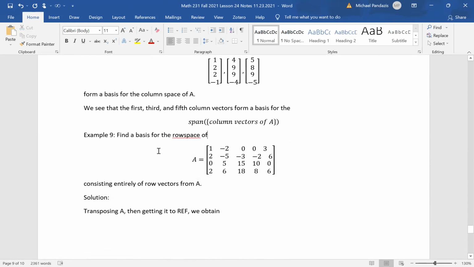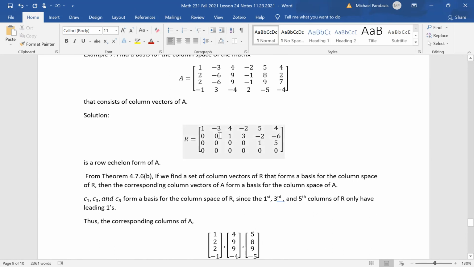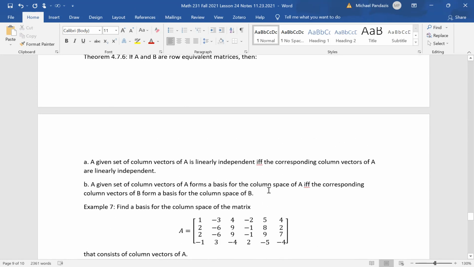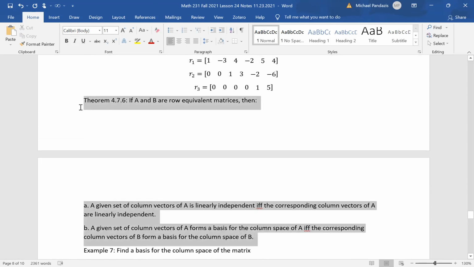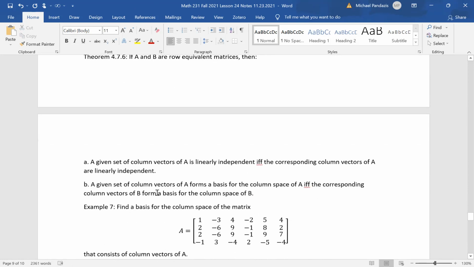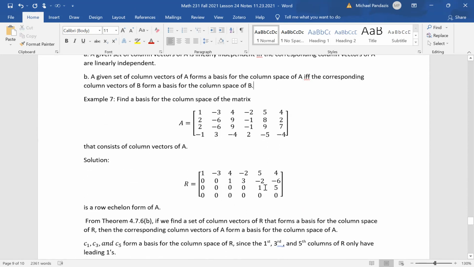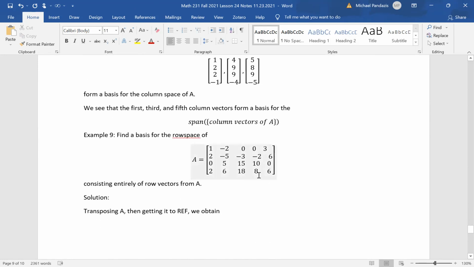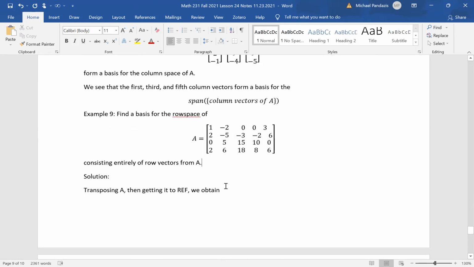Example 9. Find a basis for the row space of this matrix A, consisting entirely of row vectors from A. So we want to do something like we did in the last argument, right? But in the last argument, we're using columns. This theorem, I told you, is always about columns. Never did I mention rows. It said a given set of column vectors of A is linearly independent if and only if, then B, same thing with columns. So this entire theorem is about relating columns of one matrix with columns of the other. But we want a basis for the row space of A that talks about rows. And so this is what we do.